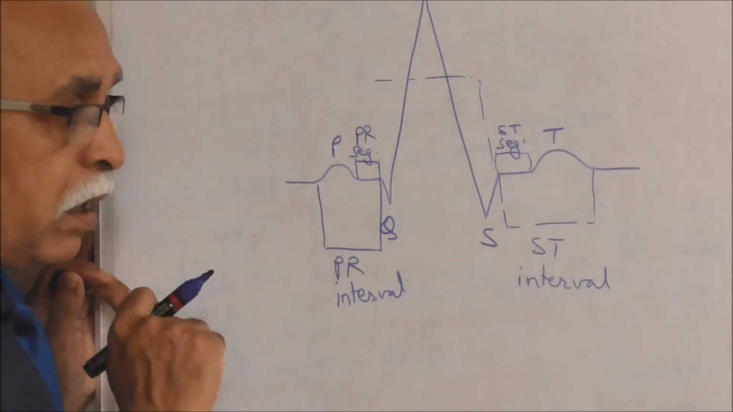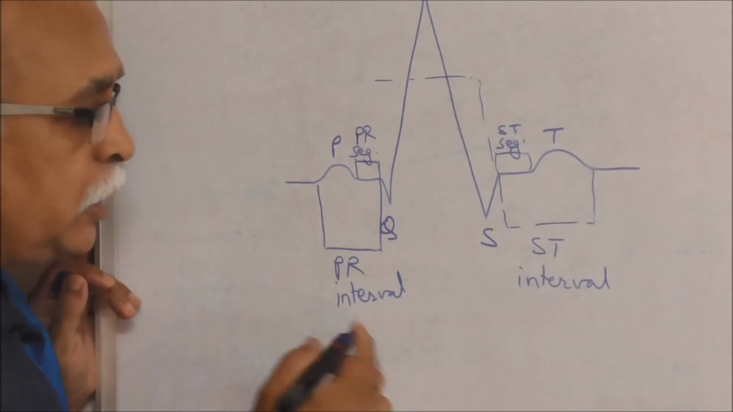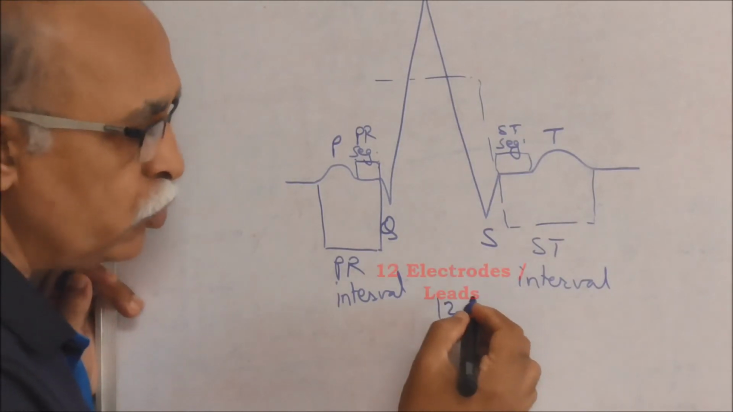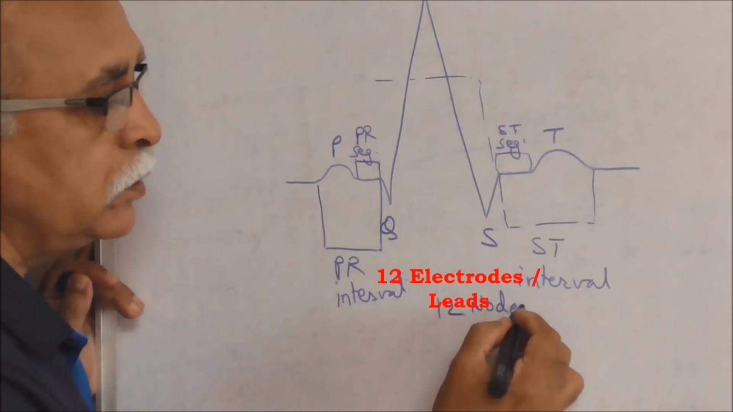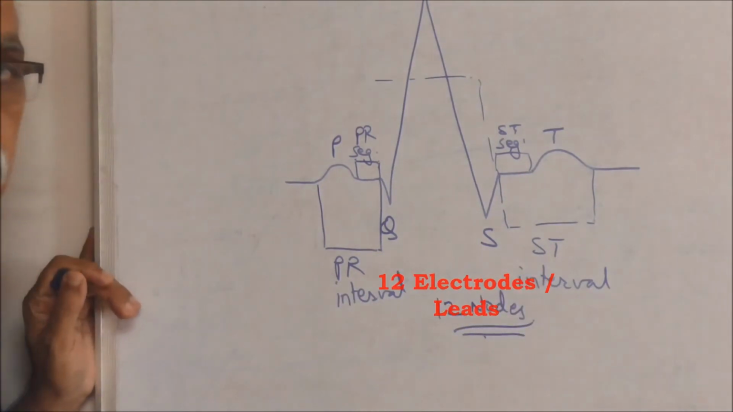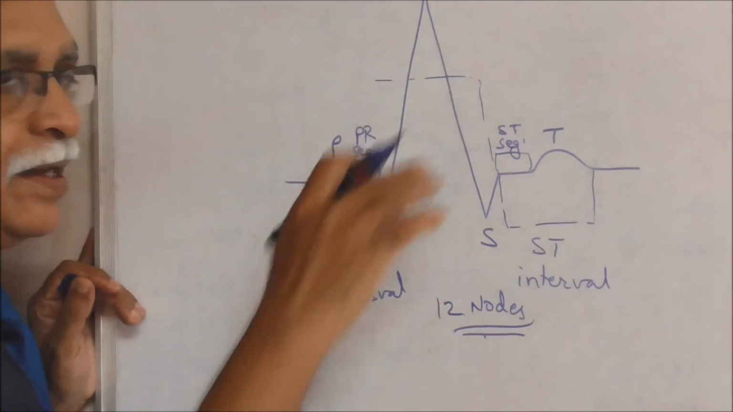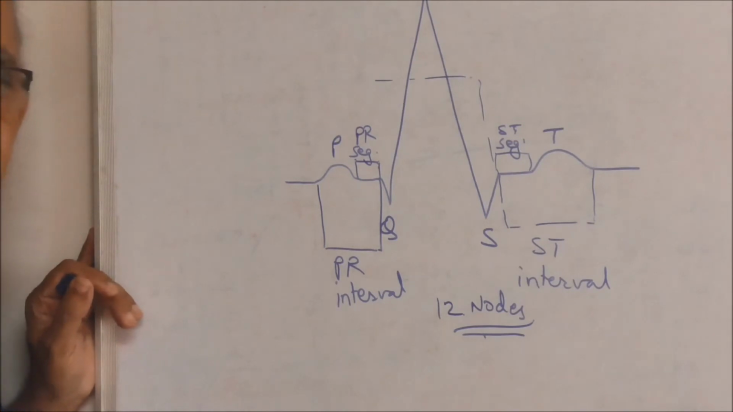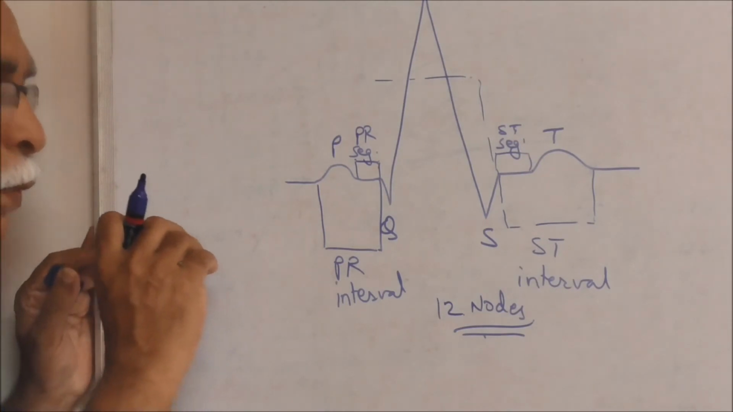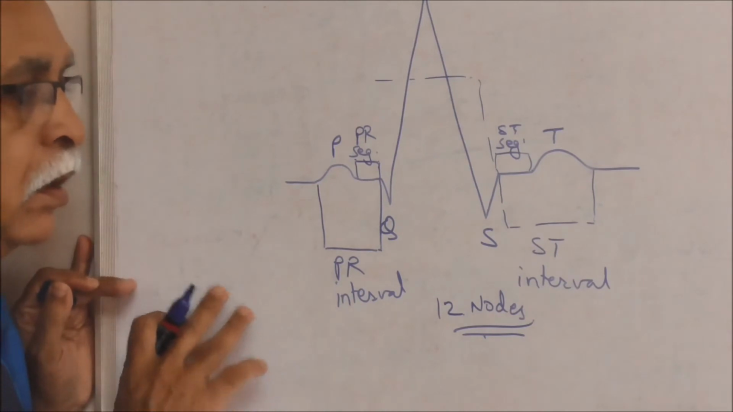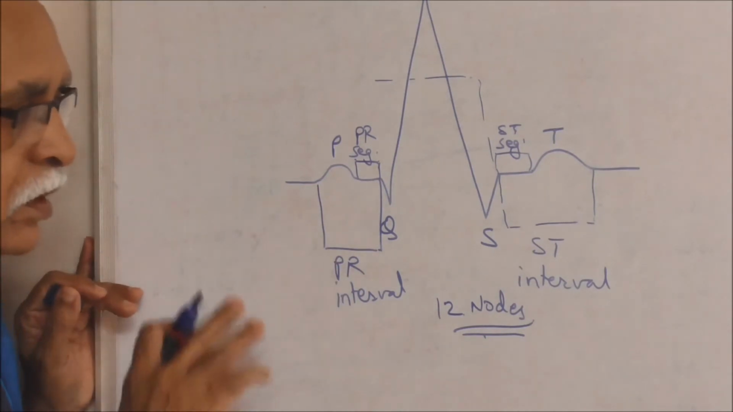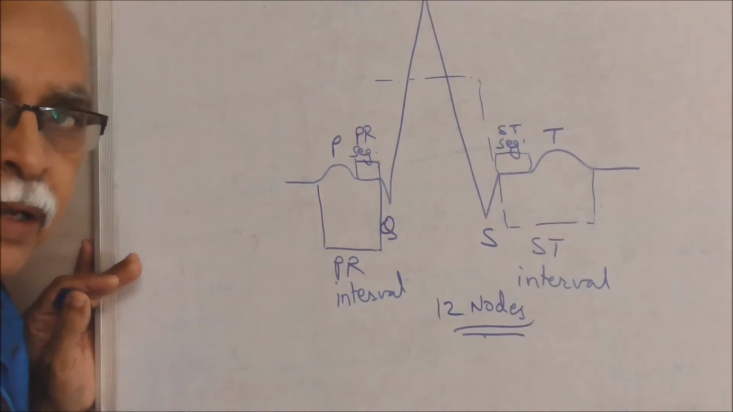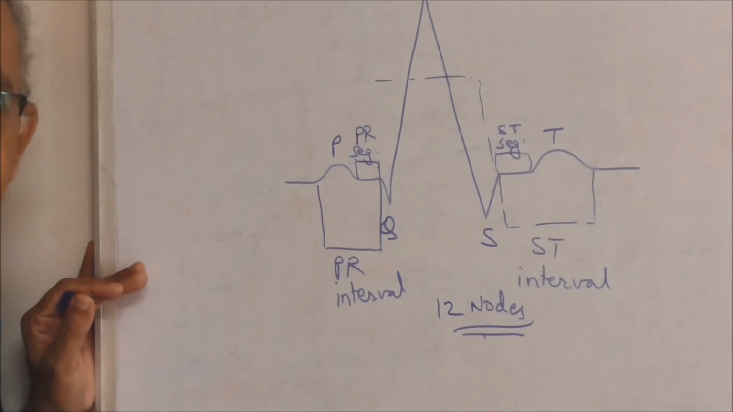Now this electrocardiogram is taken by using 12 different electrodes, or you can call them 12 leads. 12 electrodes are used for getting this entire graphical representation of the cardiac activity. Now, when I say this is normal, what can be the abnormal thing? See, a lot of abnormalities related to the heart can be identified by reading the electrocardiogram or ECG.